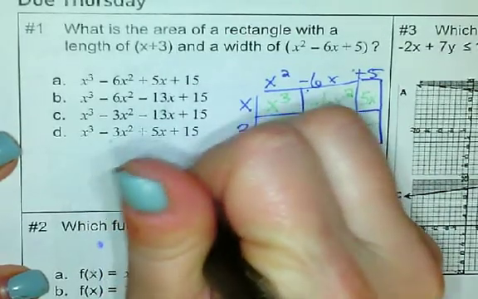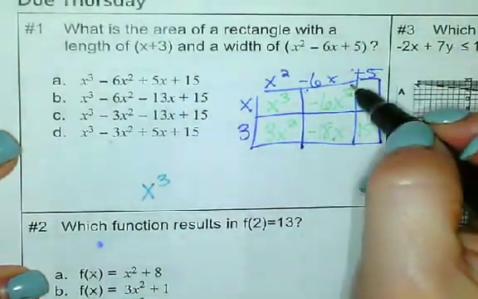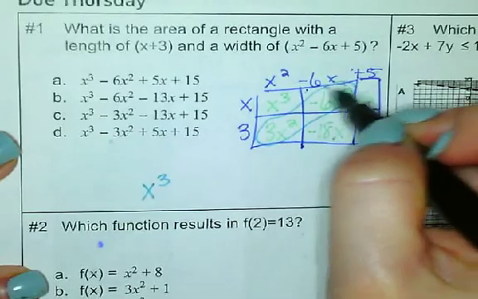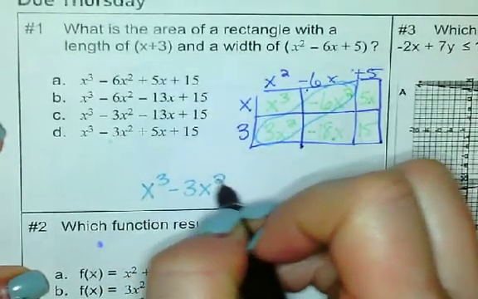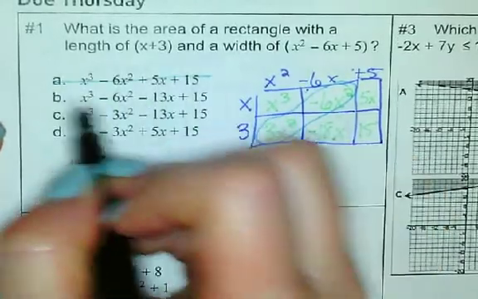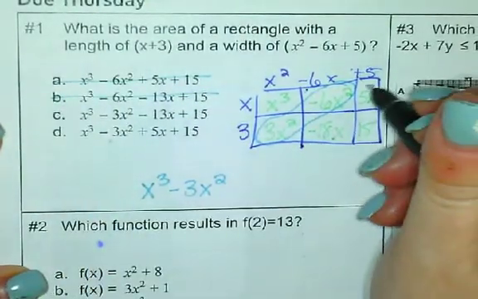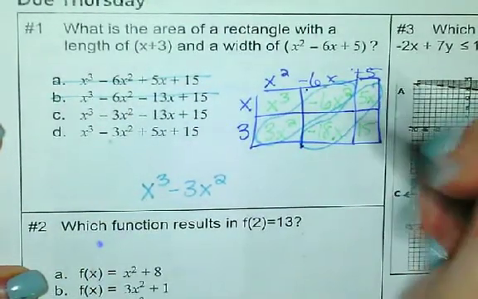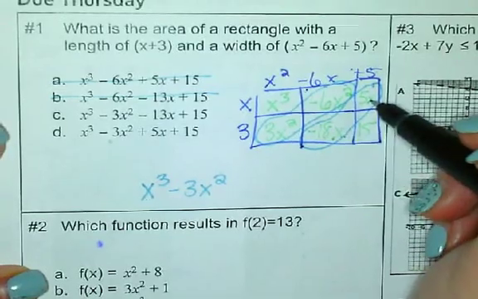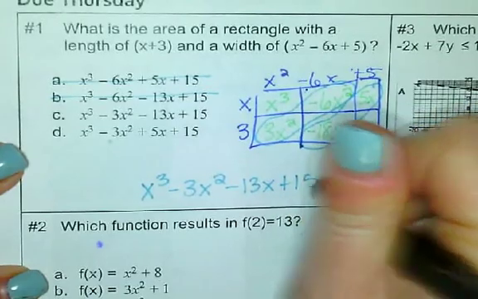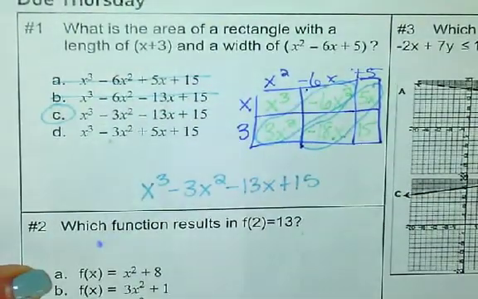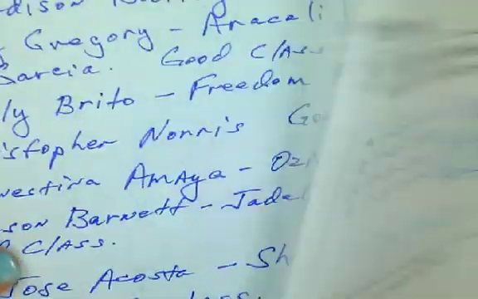I start with x cubed. These terms can combine because they both have a square. So this would be negative 3x squared. That means it's not A and it's not B. Then I can combine these. Negative 18x and 5x would give me negative 13x, and then my plus 15. So the answer is C.